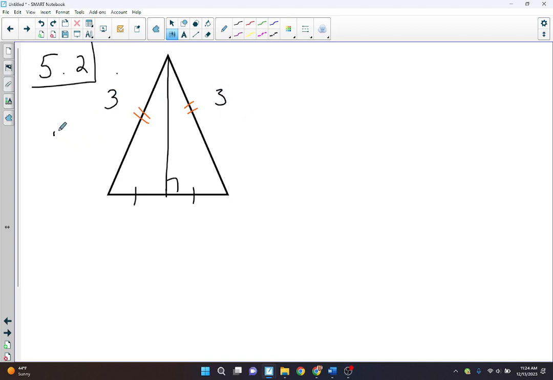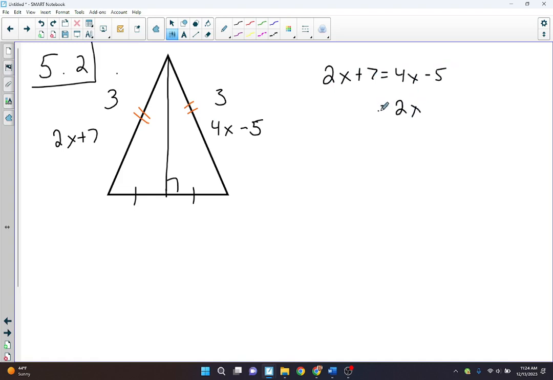And if I said this is 2x plus 7, and I said this is 4x minus 5, and then you do the solving. These are equal to each other, so you set them equal to each other. So 2x plus 7 equals 4x minus 5.